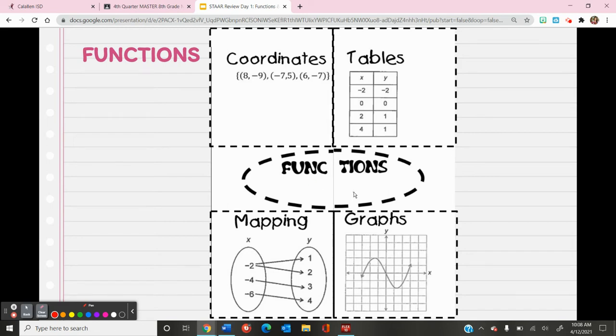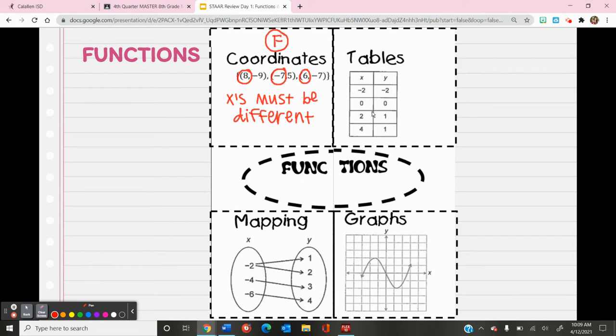So looking at your coordinates, we're going to look at each x value. So here I have an 8, a -7, and a 6. So here my x's have to be different. So x's must be different. And if you notice, I don't have any repeating x values, so this here is a function. I'm going to put an F for function.